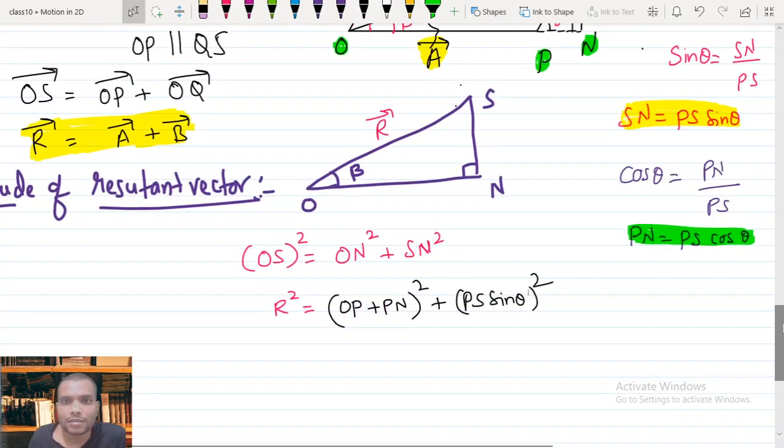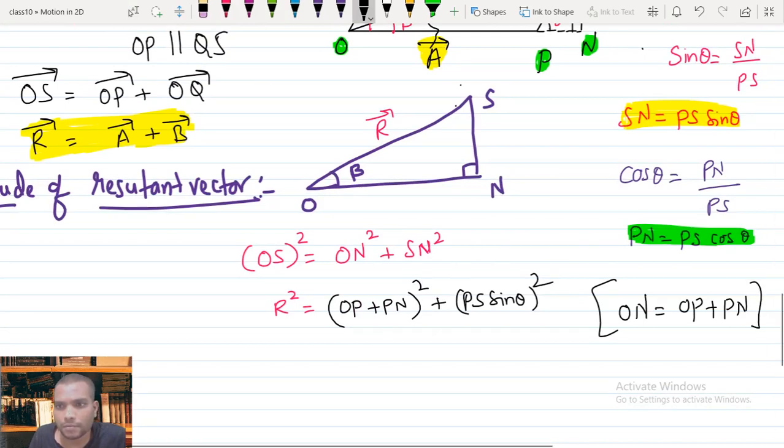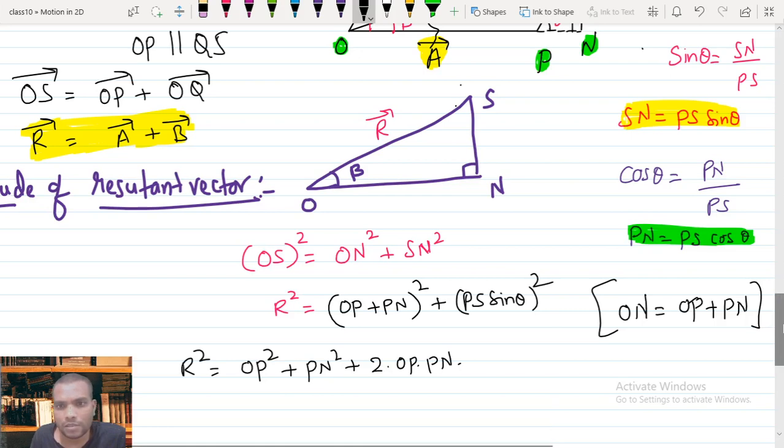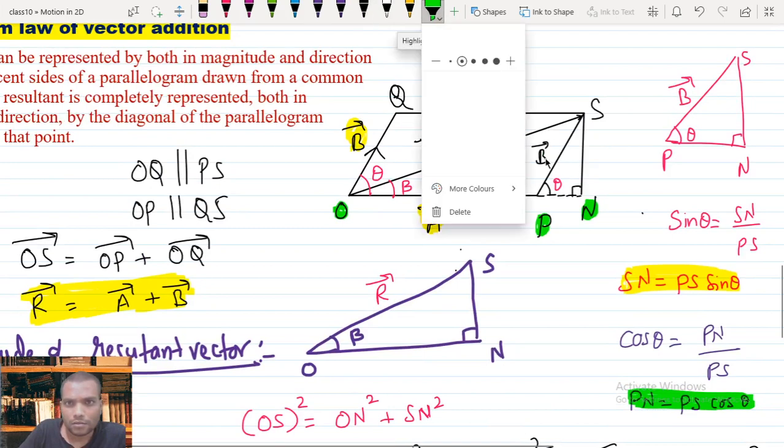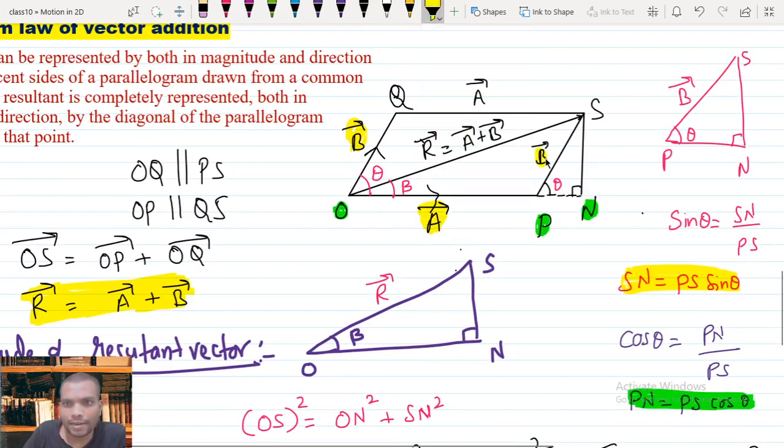So let us expand here. Before that, I can write from the diagram ON equal to OP plus PN. Now let's expand this: R square equal to, this is the (A plus B) whole square formula, OP square plus PN square plus 2 times OP times PN. From the diagram, the PS side is nothing but vector B, so PS is nothing but B. So here I can write that SN equal to PS, and in the place of PS I will put the vector B, so B sin theta.